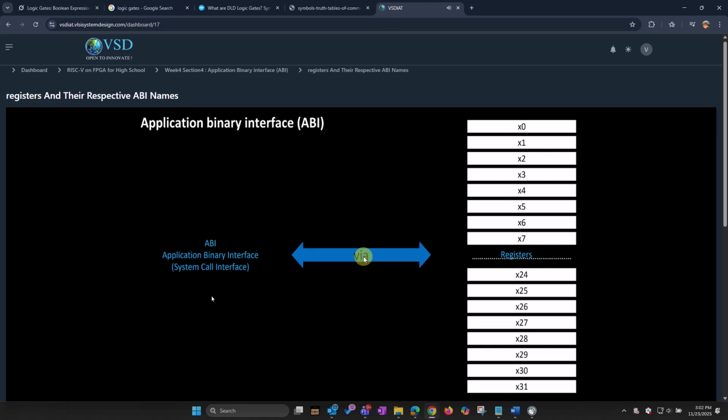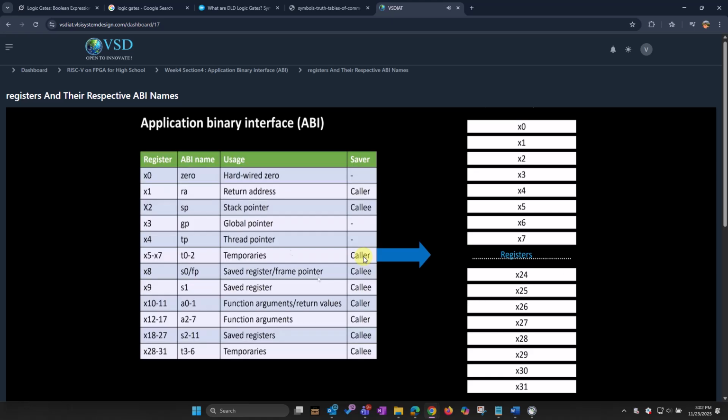The ABI, the application binary interface, does a system call through these particular registers. And how does it exactly do it? It does something like this. For the x0 register, there is a specific name, the ABI name, through which you can access the internal registers of the RISC-V CPU core, and the ABI name given to this particular register is zero. The ABI name for x1 is RA. RA is return address. We'll talk a lot about the terms which I'm introducing over here as we go further. So x1 is called the RA, where we store the return address.